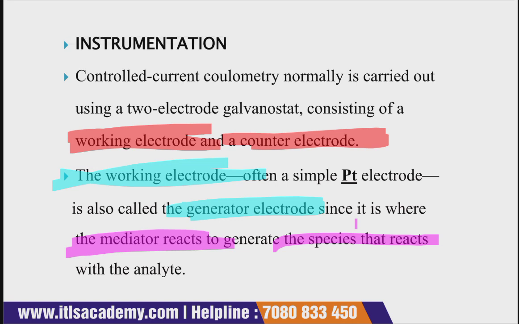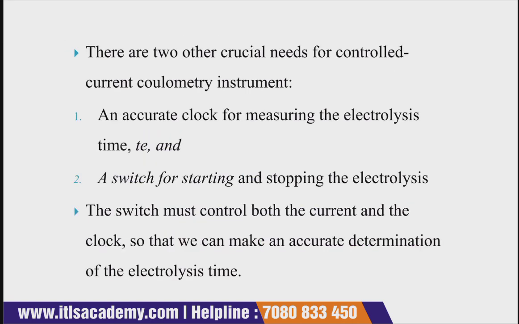Now comes the second part: there are two other crucial needs for the controlled current coulometry instrumentation. What is the basic need, or crucial need, for this instrumentation? It needs a very accurate clock for measuring the electrolysis time, and a switch for starting and stopping the electrolysis.